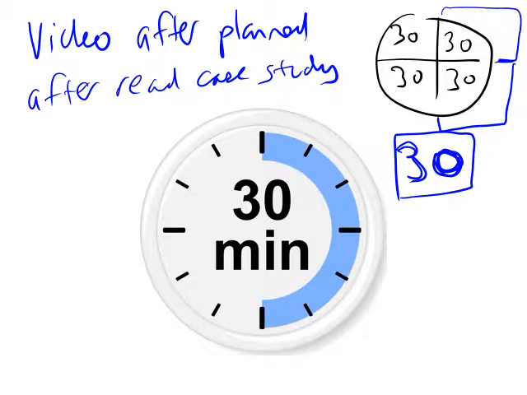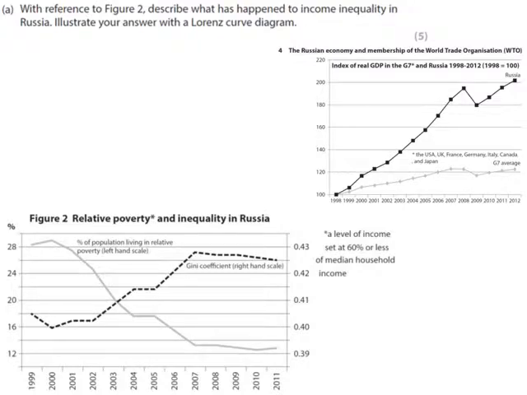Okay, so I said we'd go through the formal assessment 4. The first question on formal assessment 4 said with reference to figure 2, which was this figure here, describe what happened to income inequality in Russia. Illustrate your answer with a Lorenz curve diagram. The other graph that was at the start, which was figure 1, was showing the average growth rate for the G7 developed countries and the average growth rate for Russia from 1998 to 2012.